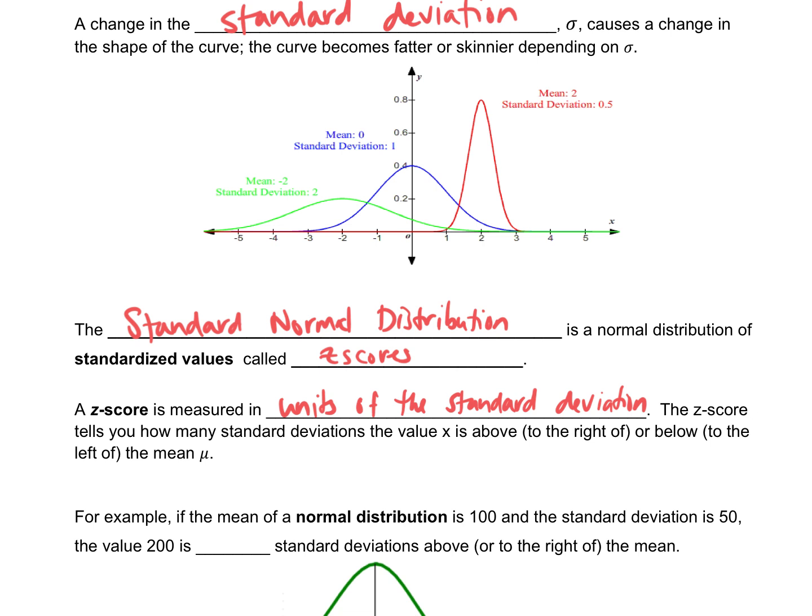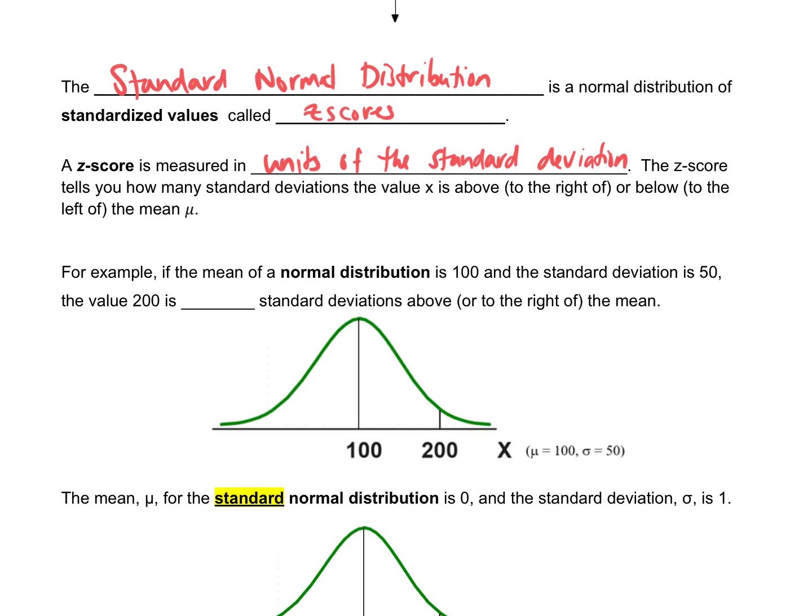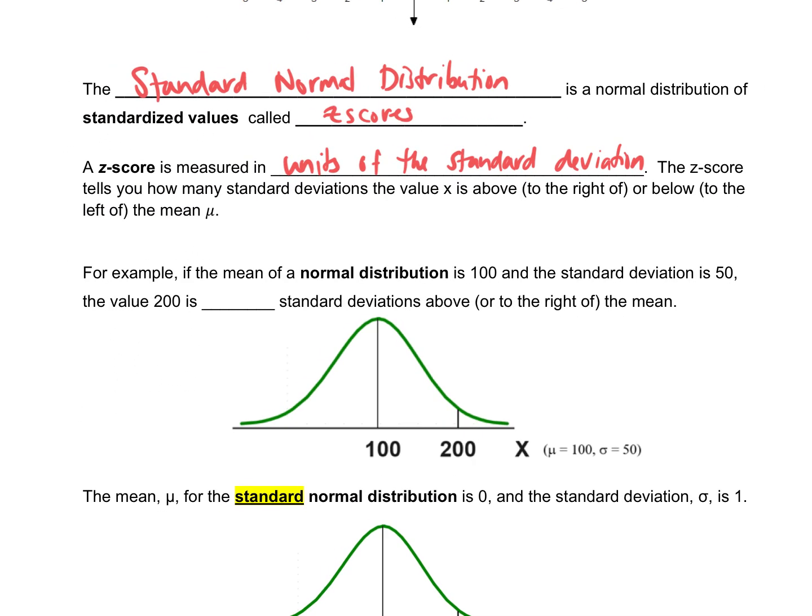So for example, the mean of a normal distribution is 100. The standard deviation is 50. How far away is the value of 200? How many standard deviations? The standard deviation is 50 and the mean is 100. It is 2 sets of 50 away, so it is 2 standard deviations away from the mean. Does that make sense?